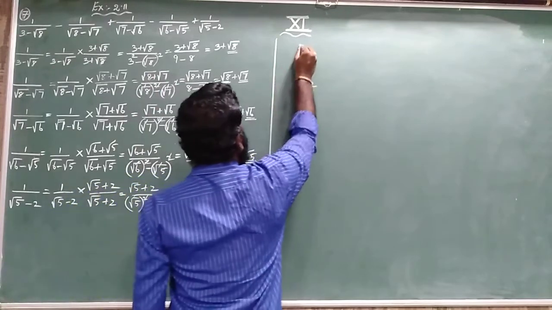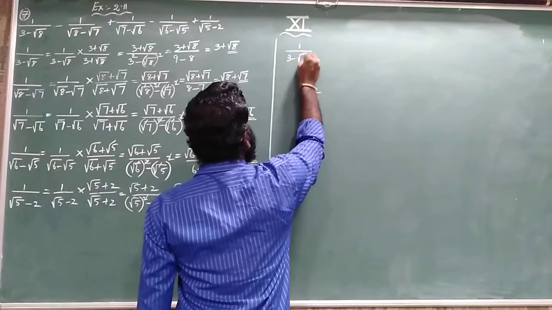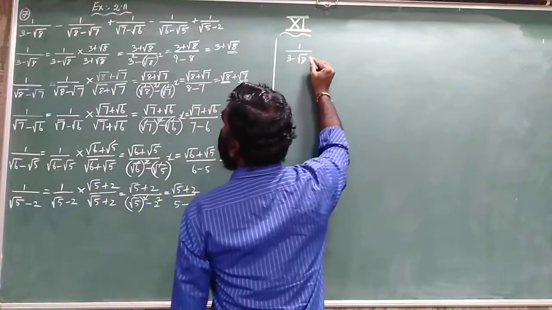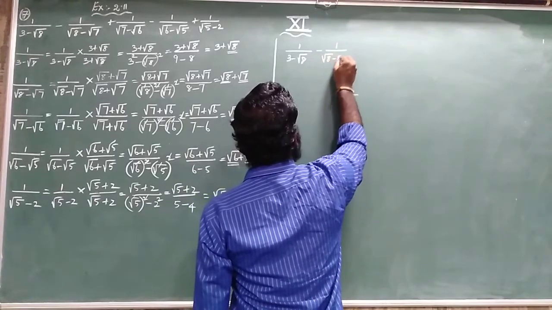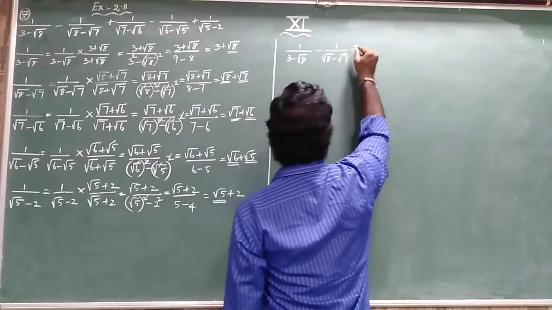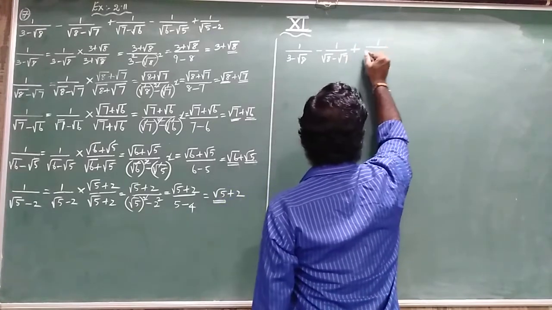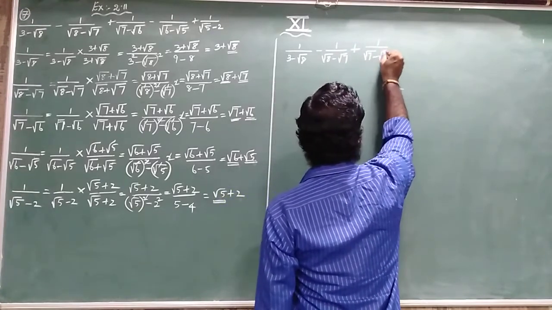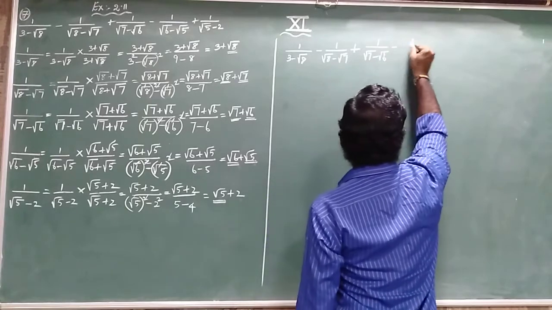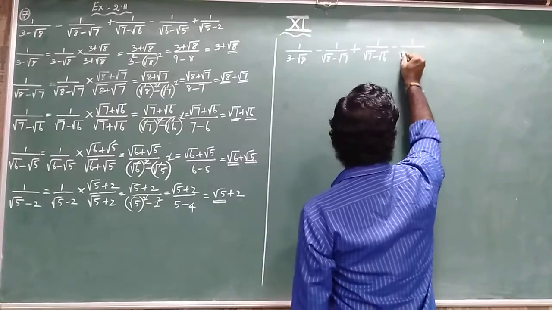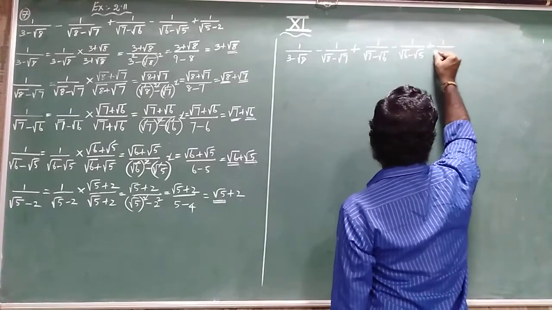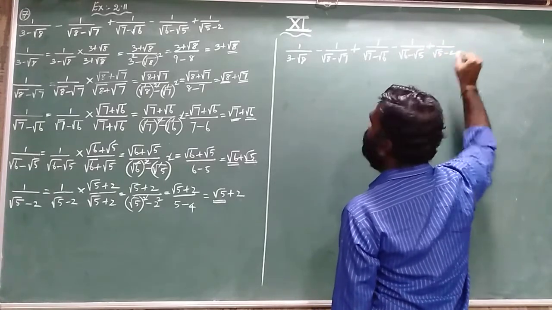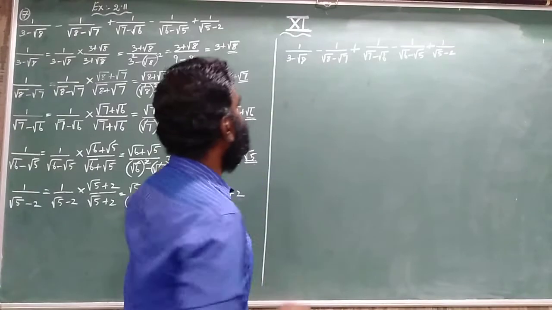See, 1 divided by 3 minus square root of 8, minus 1 divided by square root of 8 minus square root of 7, plus 1 divided by square root of 7 minus square root of 6, minus 1 divided by square root of 6 minus square root of 5, plus 1 divided by square root of 5 minus 2. So how can I proceed with this sum?